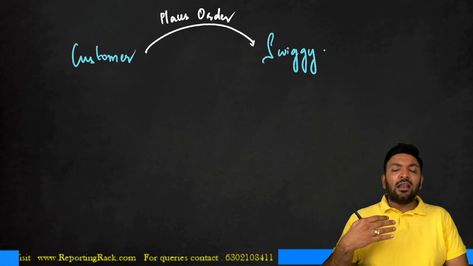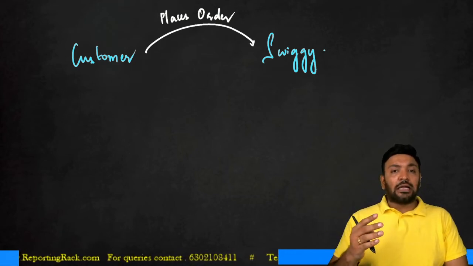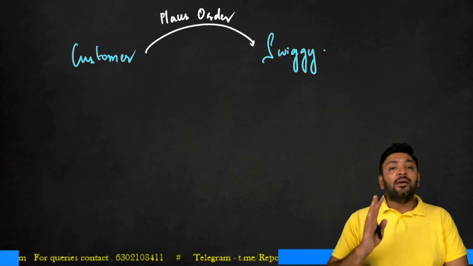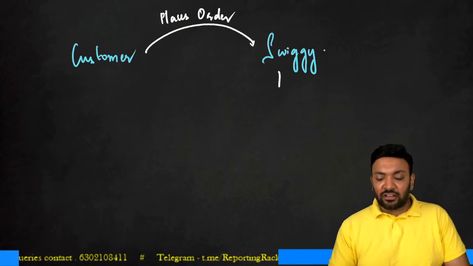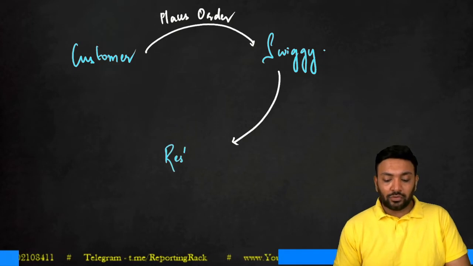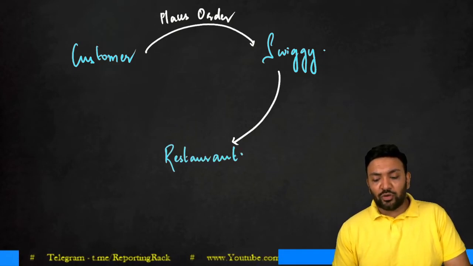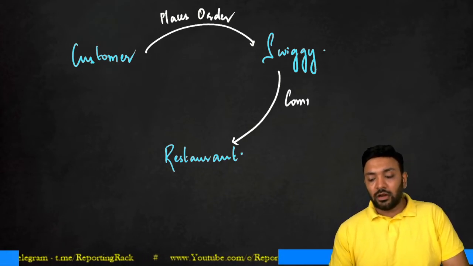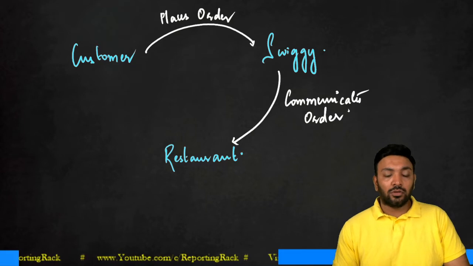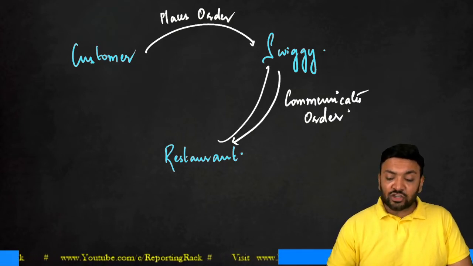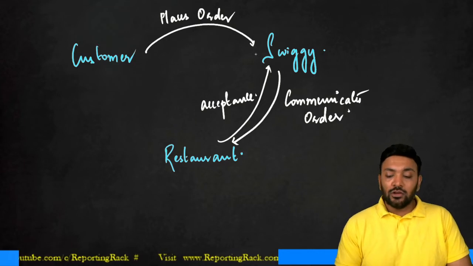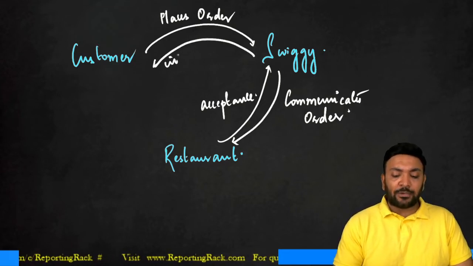A list of restaurants is displayed, and for each restaurant there is a list of products or dishes being sold. The customer selects the order from a particular restaurant and communicates it to Swiggy: this is my requirement. Swiggy then communicates the same thing to the restaurant. The restaurant is communicated the order. The restaurant then sends an acceptance to Swiggy, which means they are accepting the order. Swiggy informs the acceptance to the customer.